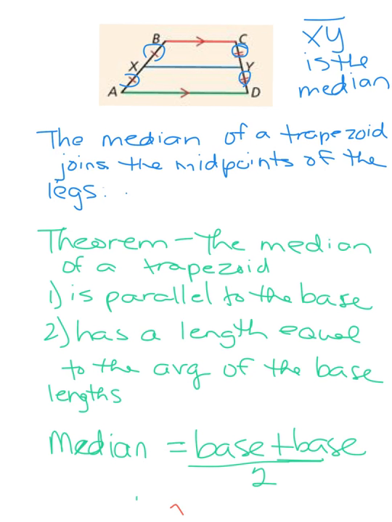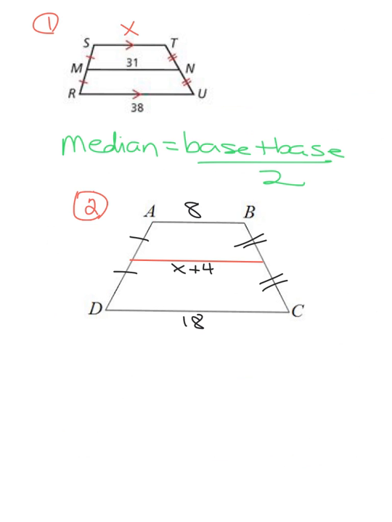Now the theorem we're going to look at states that the median of a trapezoid does two things. The first thing is that it's parallel to both of the bases, and the second thing is that it has a length equal to the average of the base lengths. So to find the median, we can add both bases and then divide by 2. Let's look at some examples.